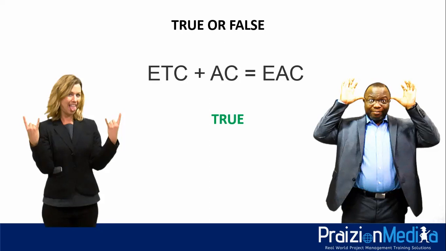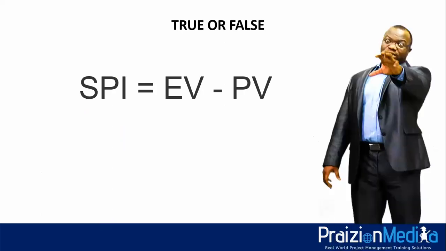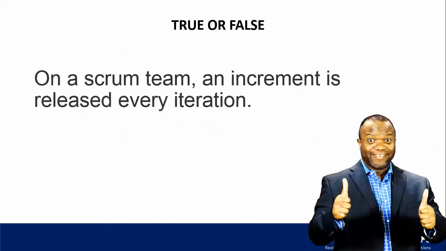Now, a lot of people say the most they got was SPI, CPI. Who knows with PMI? Speaking of which, SPI equals EV minus PV. Is that true or false? 3, 2, 1. This is false. SPI equals EV divided by PV. So this is a false statement. All right, let's take a look at the next one.